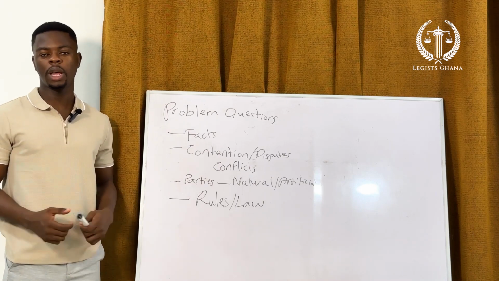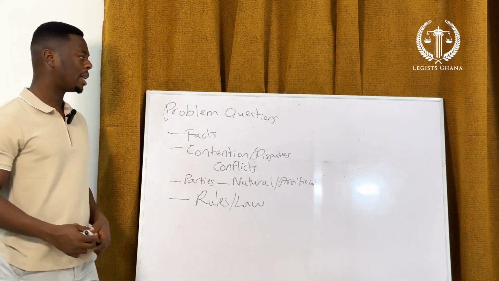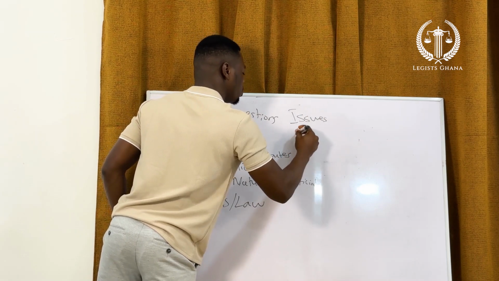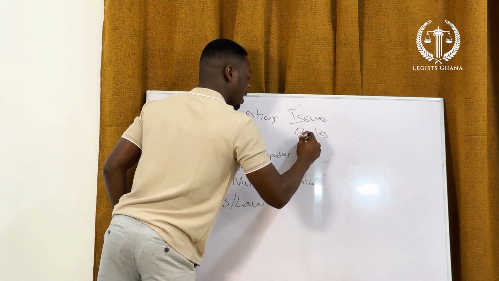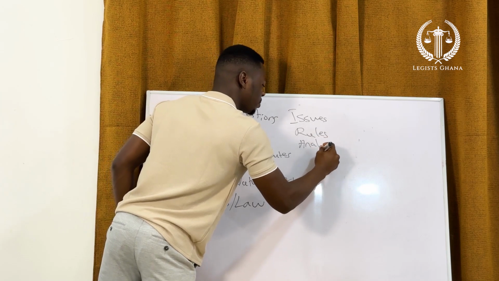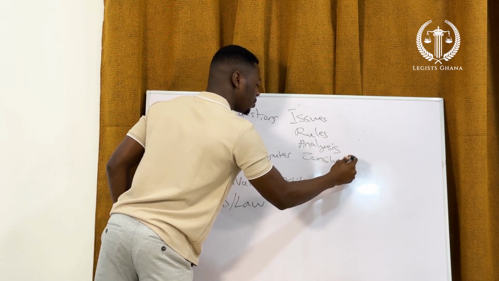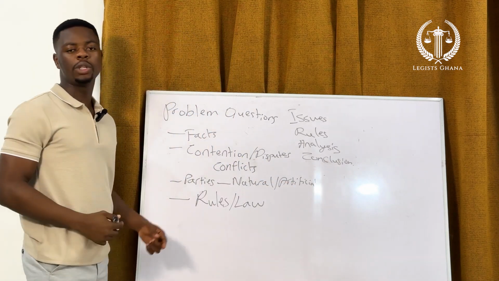So this is known as the IRAC formula. That is the issues, the rules, the analysis, and then the conclusion. So we start with the issues.